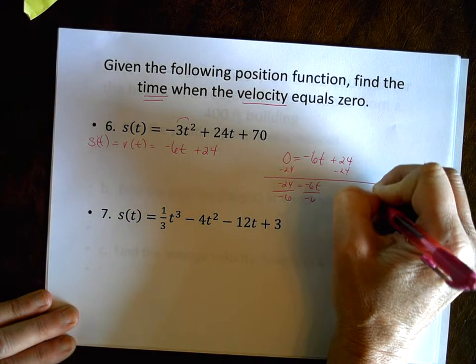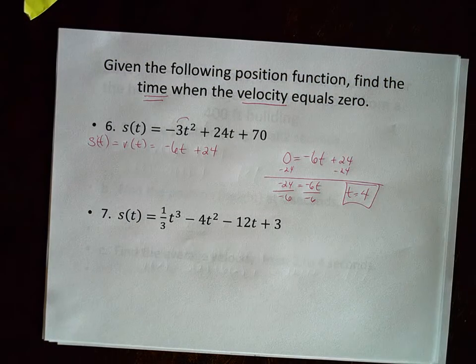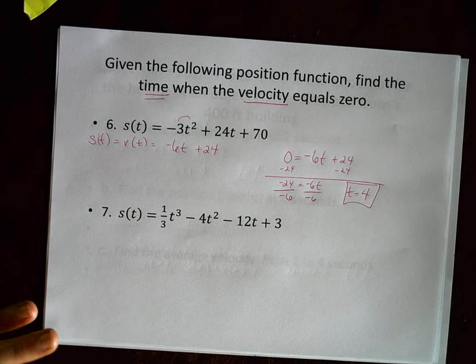So t equals 4. Maybe it's 4 hours, maybe it's 4 seconds, but let's say it's seconds. After 4 seconds, it would be 0. Maybe that's when it hits the ground. And you'll notice a lot of these are negatives because this might be something going up and going down.